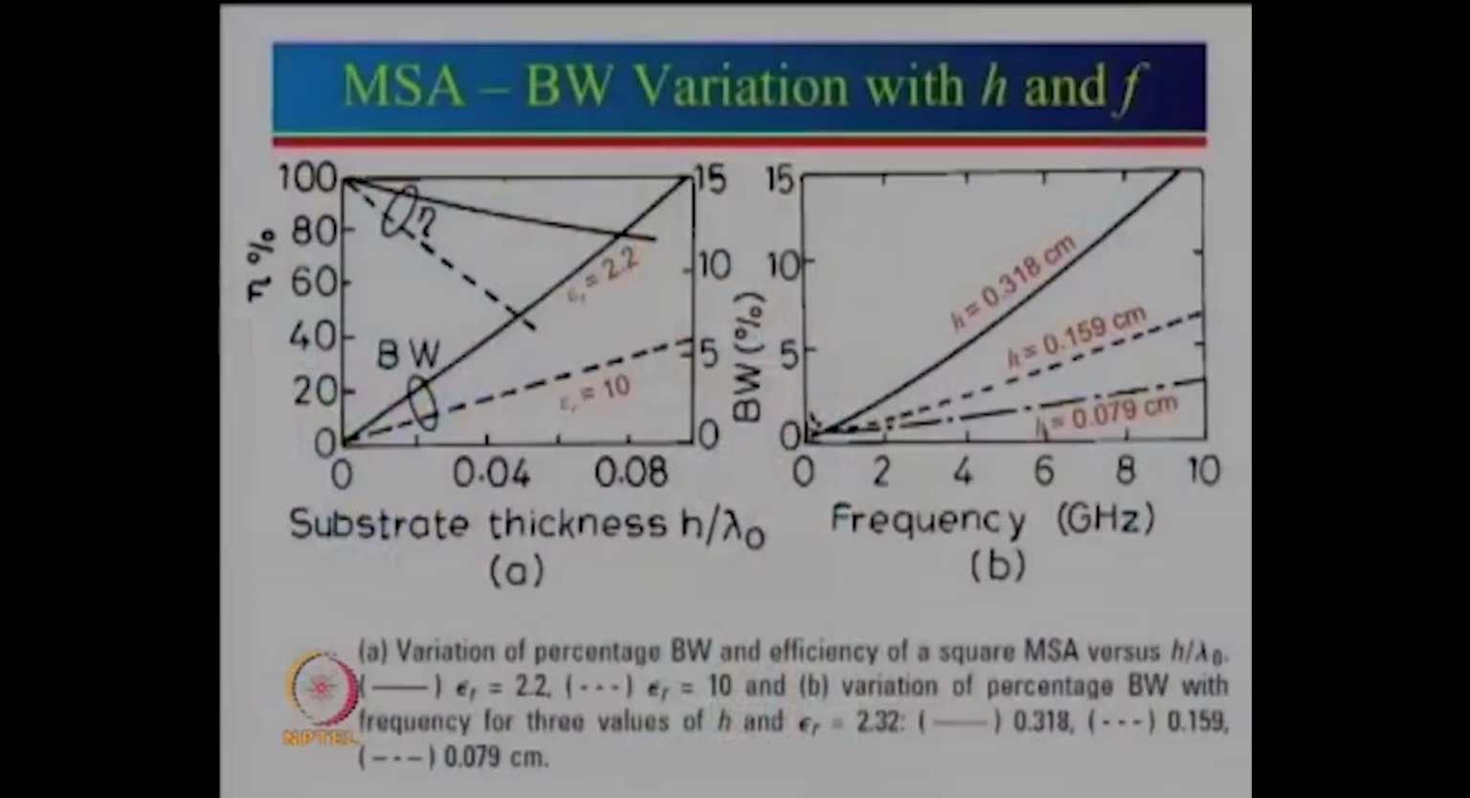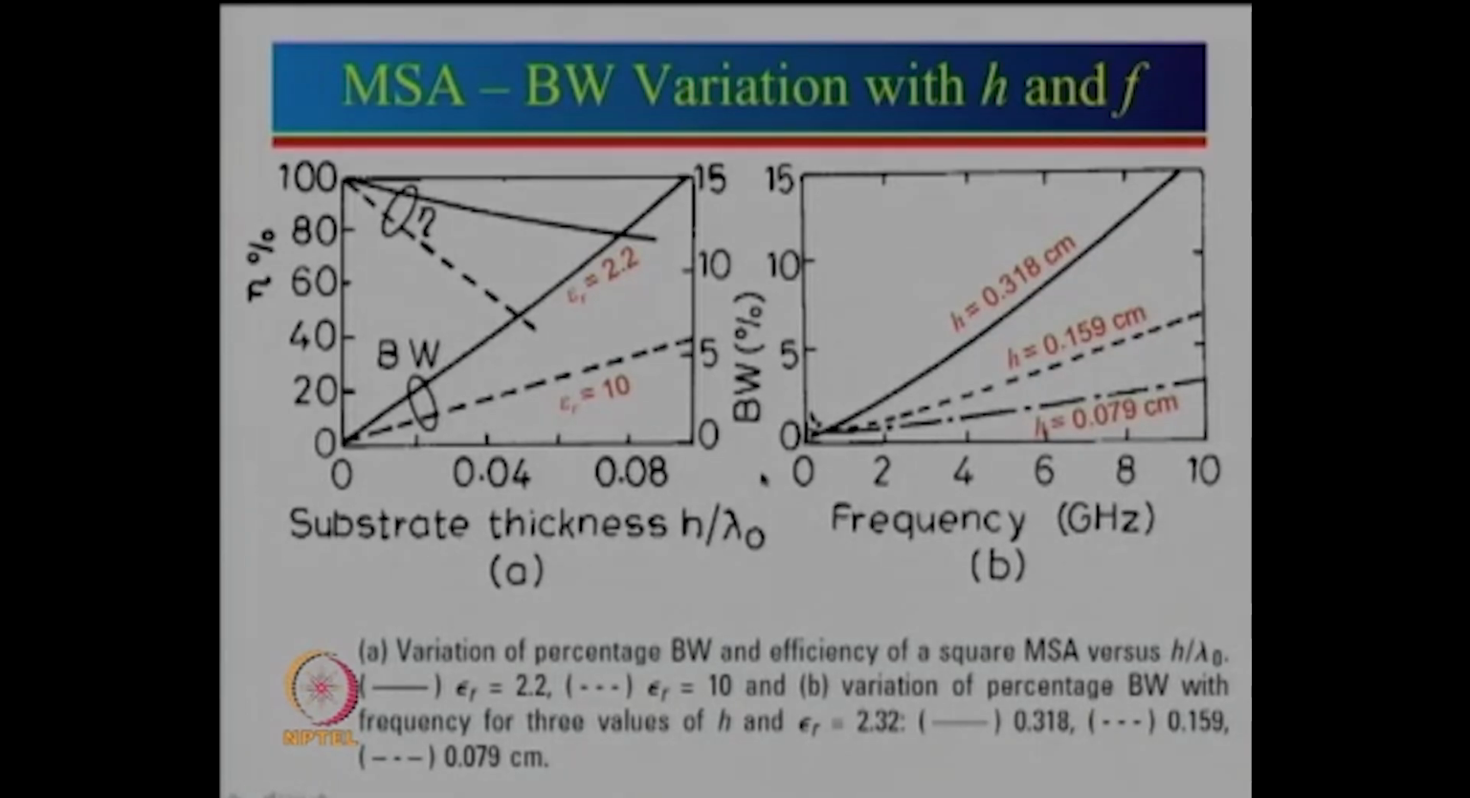But now let us look at another thing, that is the variation of percentage bandwidth with respect to frequency, and here three different h's are taken: 0.079, 0.159, 0.318. In reality, if you see, this curve is actually similar to this here. Why do I say so? This is h by lambda 0, and the frequency variation is nothing but c by lambda, and this is for different h by lambda 0.